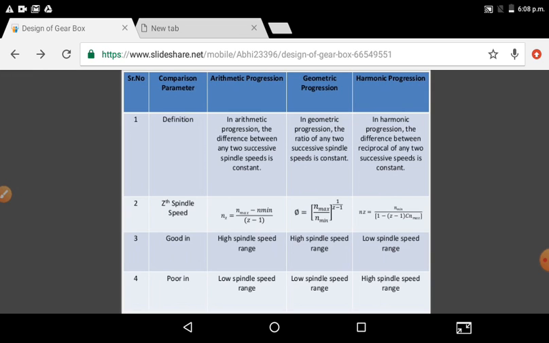Second, the spindle speed. If you want to find the speed of the z-th spindle, out of z spindles, then the equation for the arithmetic progression is nz equal to n max minus n minimum divided by z minus 1, right?